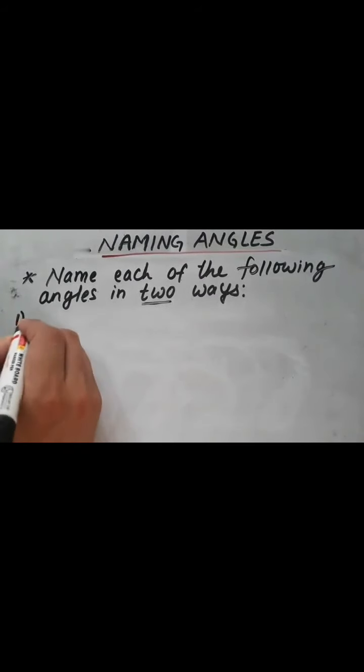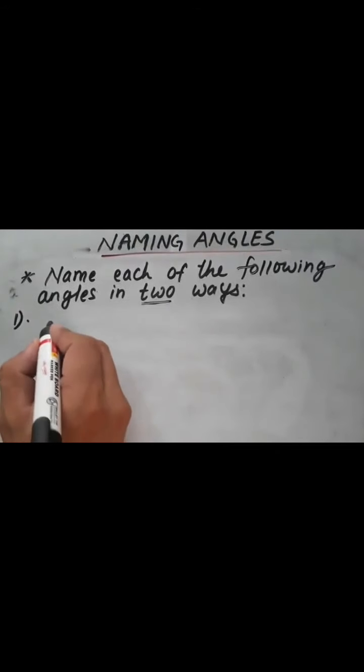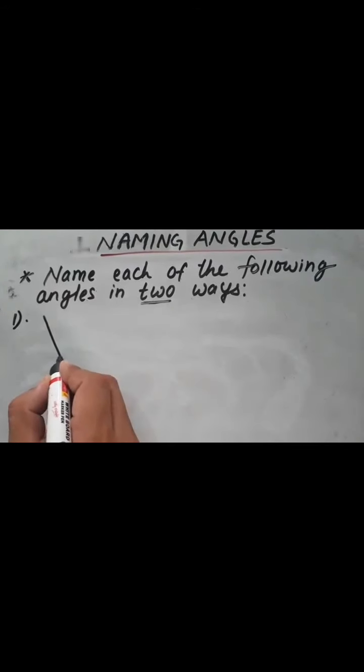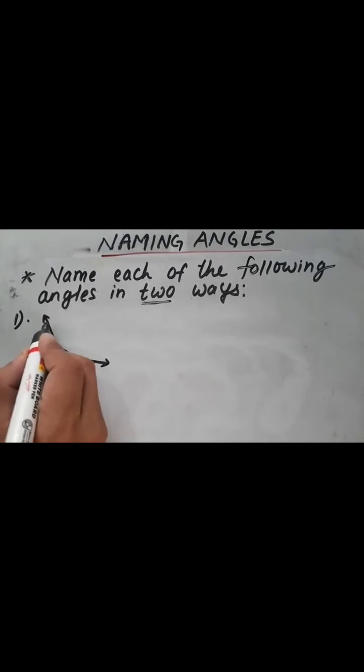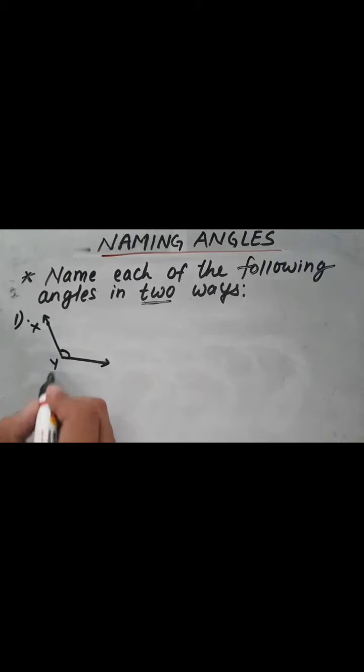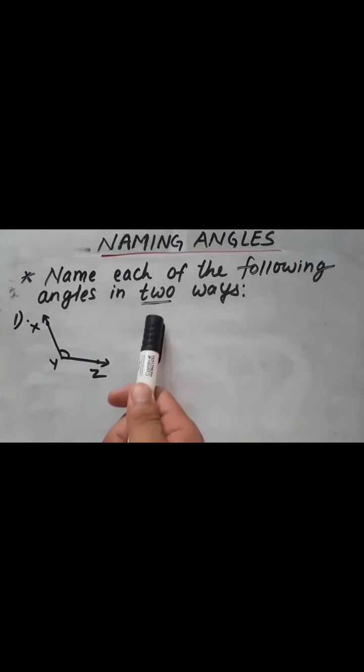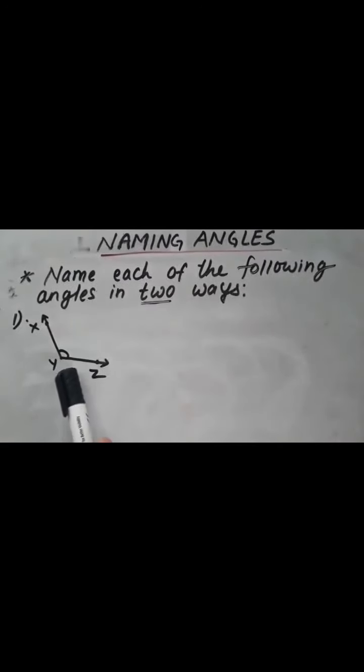So let's take one example, one angle. So students, here I have drawn one angle. Now you are supposed to write the name of this angle in two ways. So how can we write the name of this angle in two ways? So let's see.